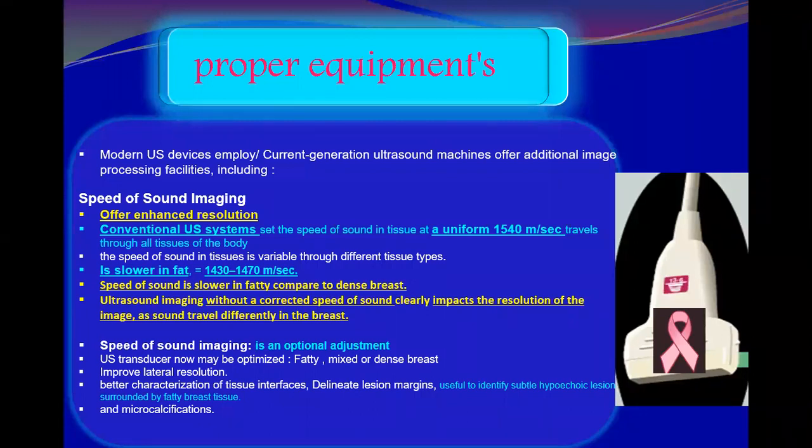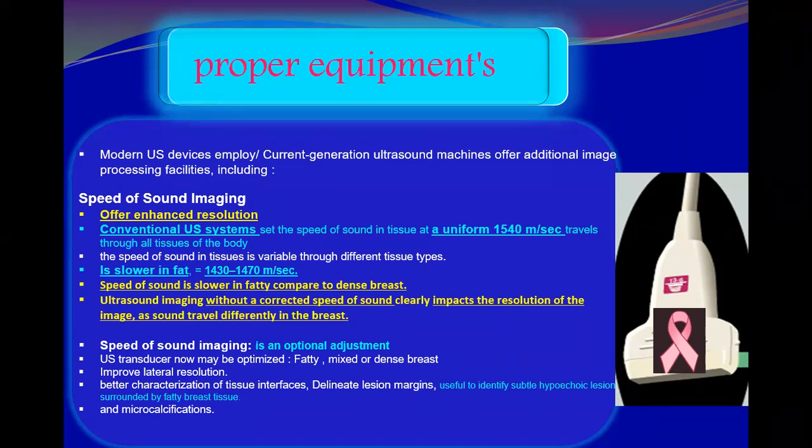Conventional ultrasound machines have a fixed uniform speed for all tissue, 1540 meters per second for all tissue traveling throughout the body. So this definitely will affect structures like the breast, having variable tissues, fat or dense or mixed, and will clearly impact the resolution of the image.